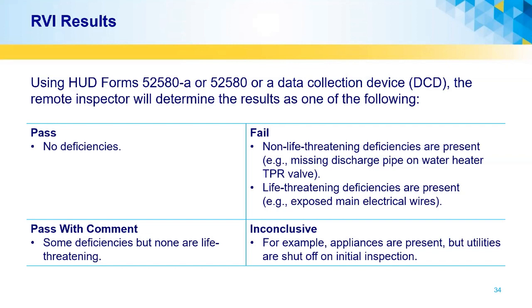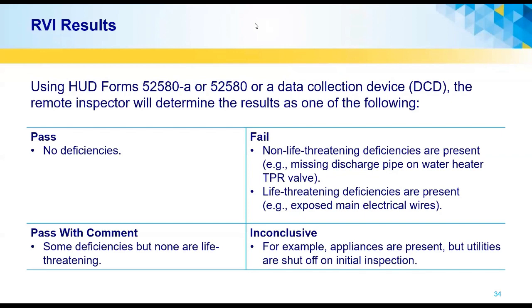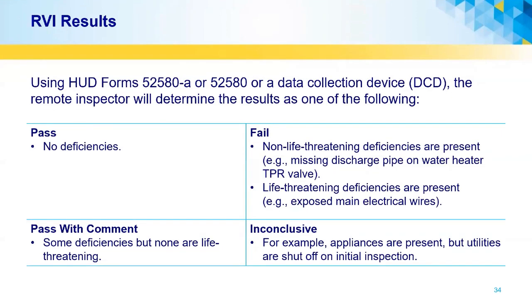The non-life-threatening would be, for example, a missing discharge pipe on a water heater temperature pressure relief valve. The life-threatening deficiencies are ones that have to be fixed within 24 hours. This would be an exposed main electrical wire. And then lastly, we have inconclusive, for which an example would be that appliances are present, but the utilities are shut off on the initial inspection.